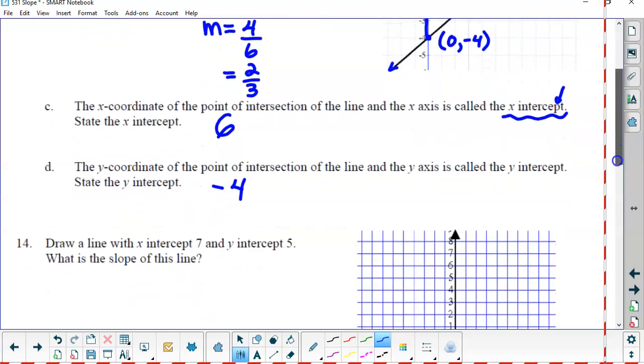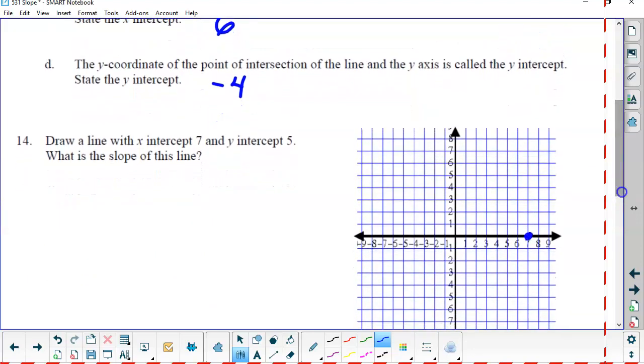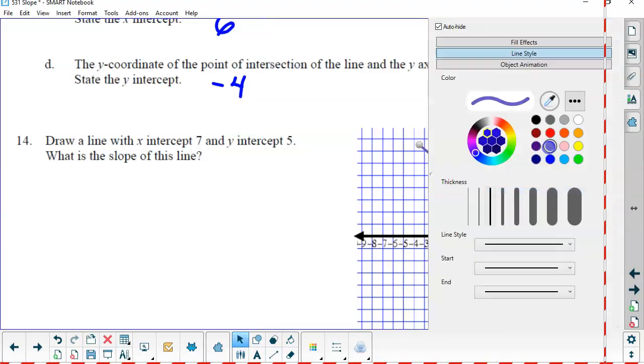So now, draw a graph with an x-intercept of 7 and a y-intercept of 5. So both of those intercepts are positive. So if you can remember that, you know that your slope will be negative. So if I join that up, I don't have enough information to plot more points at this time. So I'm going to do the best that I can with those 2 points. Arrows on the end.